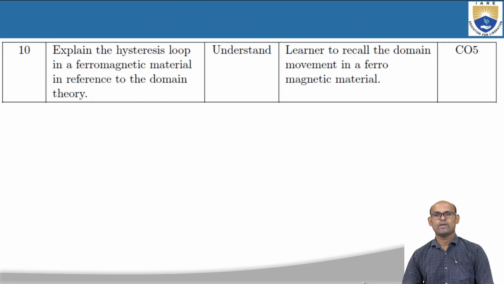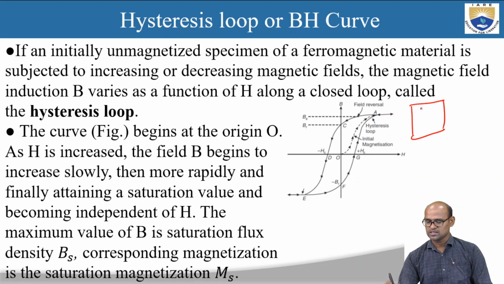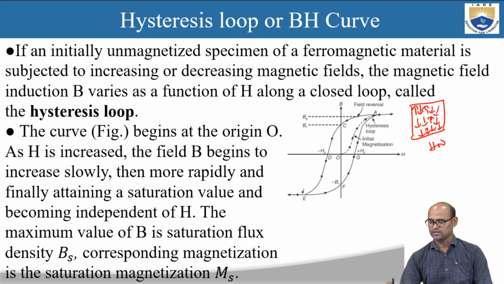Explain the hysteresis loop in a ferromagnetic material in reference to the domain theory. We have just discussed the hysteresis loop, and here they are asking about it in relation to the domain theory. A domain is a region in a magnetic material. In the absence of field, all the spins are randomly oriented, which is why the magnetization is zero. All the spins of electrons are randomly oriented in a magnetic material when H is equal to 0.